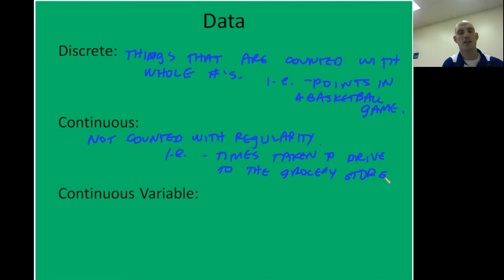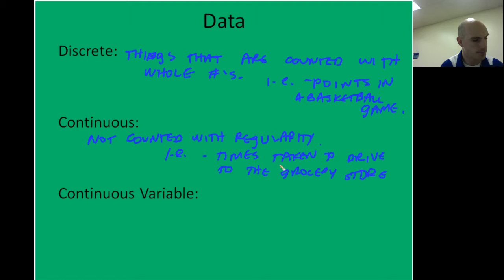Okay, so the times taken to drive to the grocery store would be something that wouldn't necessarily be like it took one time to go to the grocery store. It took 3 times to go to the grocery store. You say minutes, seconds, milliseconds, things like that. So things that have some sort of in-between possibilities, those would be continuous data.